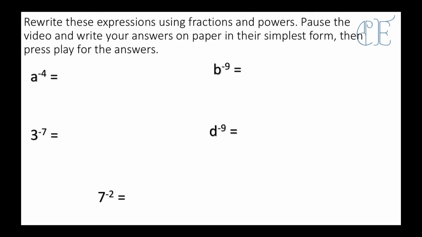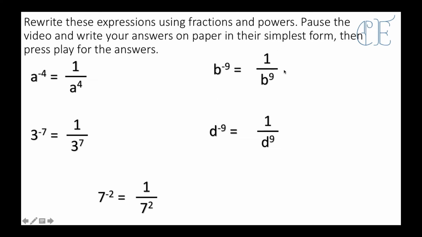Okay, if you've had a go, let's go through the answers. So this one, it's just an a, so it'd be 1 over a to the power of 4. Okay, so you're just getting rid of the minus, putting in a 1 over, and putting the same numbers in. Really easy. This next one, 1 over 3 to the power of 7. Get rid of the minus, put in a fraction. This one, 1 over b to the power of 9, 1 over d to the power of 9, and 1 over 7 to the power of 2.